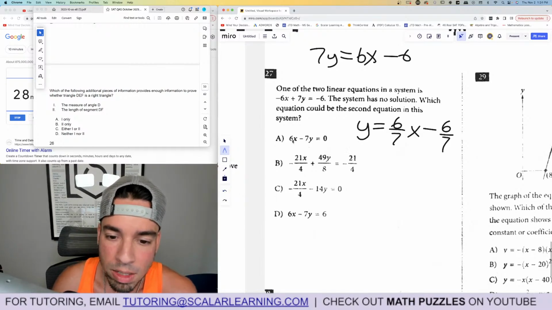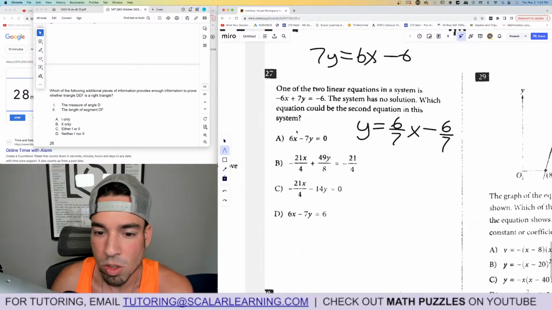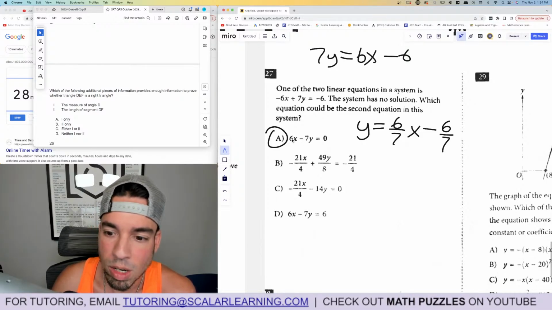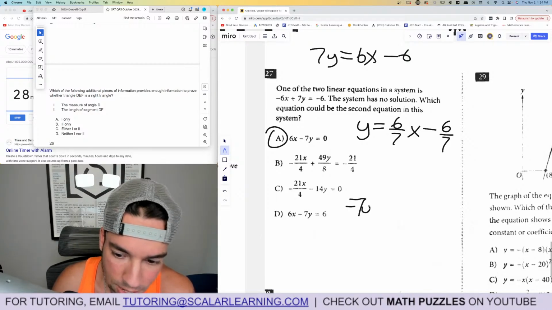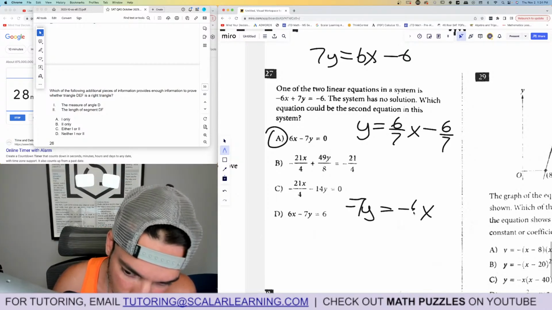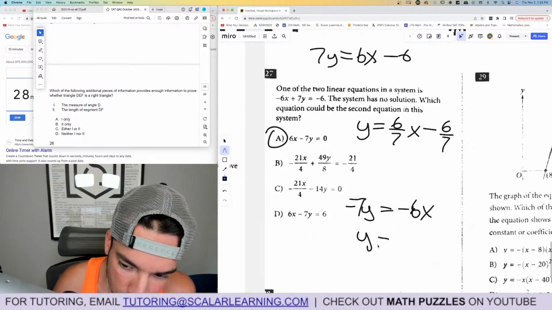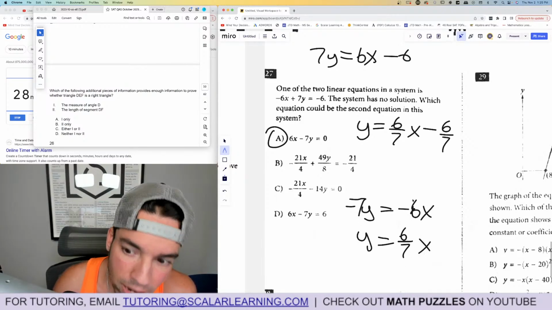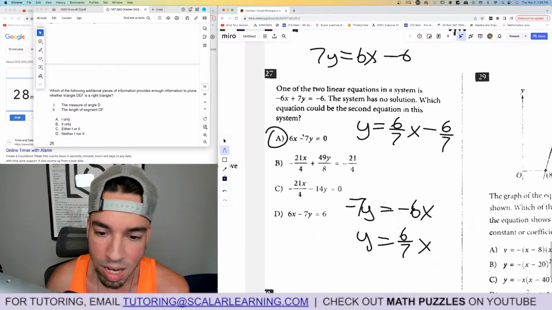So if I look at this one, oh, it's A. The system has no solution because, look, if I minus 6x, negative 7y equals negative 6x, divide both sides by negative 7, y equals positive 6 over 7 x. So it's the same slope, different y-intercept. It's got to be A.